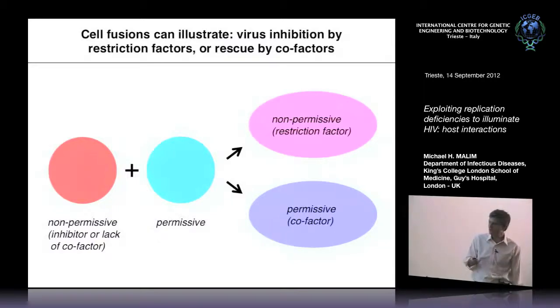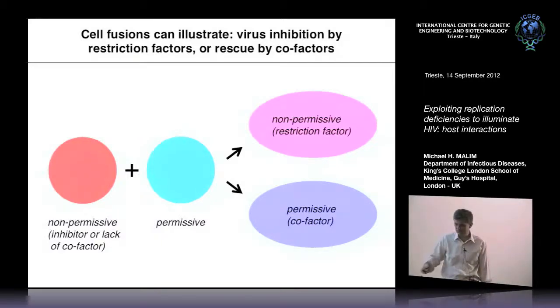A simple interpretation of the data is that if the fused cell recapitulates the restrictive or non-permissive phenotype, the argument is that these cells contain some factor which imposes that block. On the other hand, if the fused cell recapitulates the permissive outcome, the argument is that these cells were non-permissive because they lack whatever cofactor it is. So in that case, you're looking at a positive factor, and in this case, a negative factor, and we'll see one example of each.